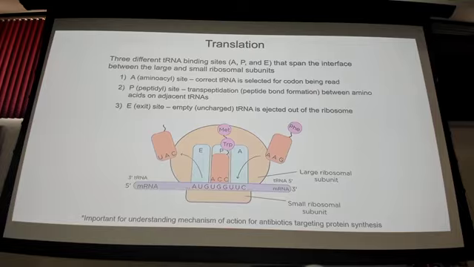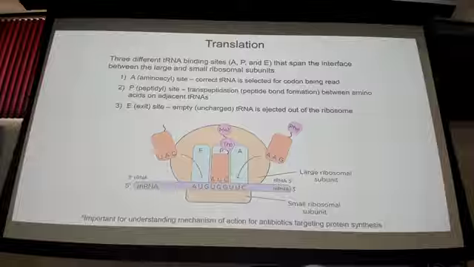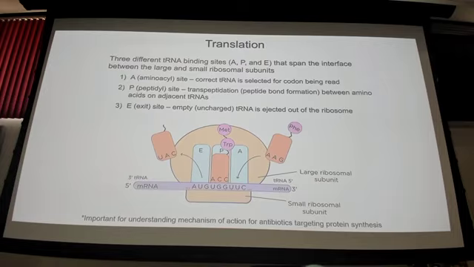Then in the P site, what's happening in the P site? Adding the amino acid. So the peptide bonds are forming, carboxyl group binding to the amino group on those different amino acids coming into place. What's that called? Transpeptidation. Yes, very good. And then after that's happened, we get ejection from that E site. And that's the uncharged tRNA that's getting ejected out.